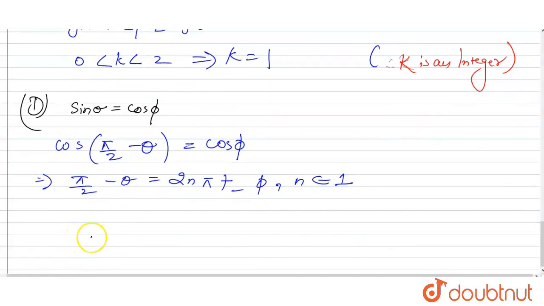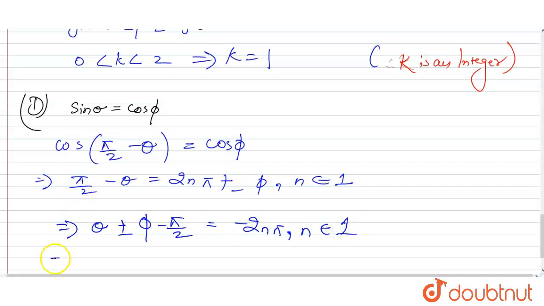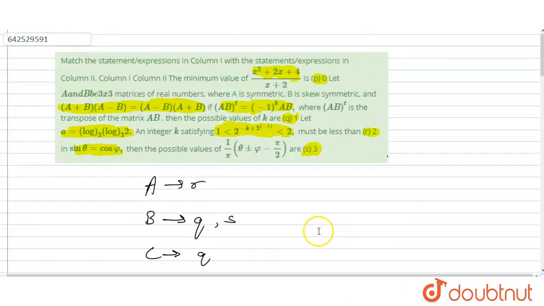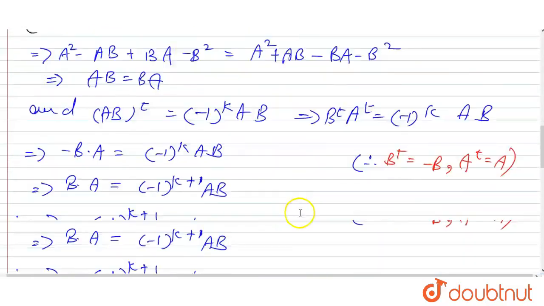Okay, so now what we have here is theta plus or minus pi by 2, which will be equal to 2n pi, where n belongs to the integers. So here we finally have 1 by pi times (theta minus pi by 2) equal to minus 2n, where n belongs to the integers. Okay, so this is our final answer and the explanation of all the parts.